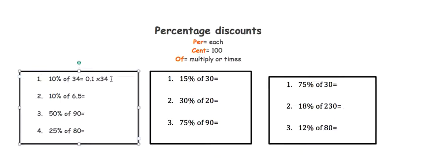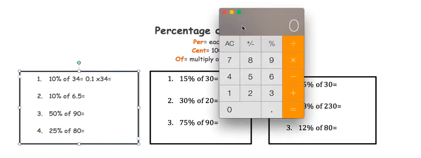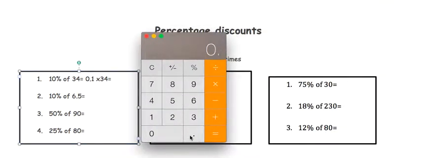Okay. Now you can do this on paper, you can figure it out any way you like really, even on the calculator, but I'll do it on the calculator for you so you can see what I'm talking about. So if you went 0.1 times 34, you'll get 3.4.